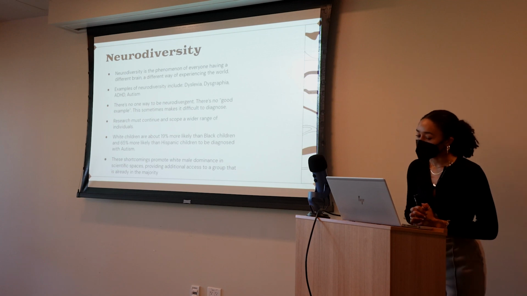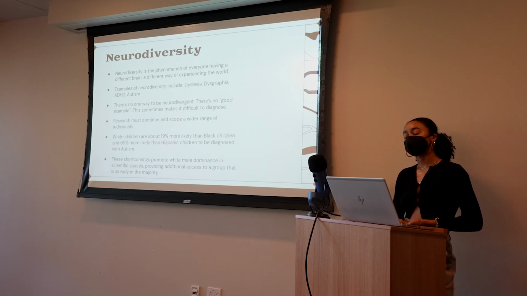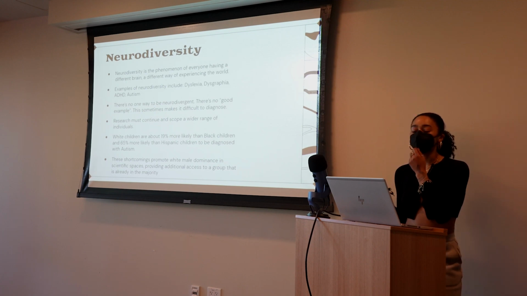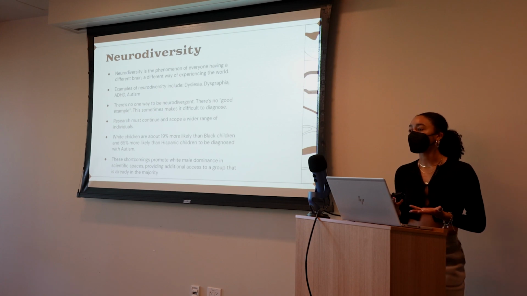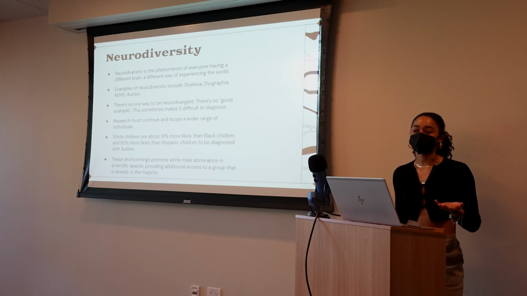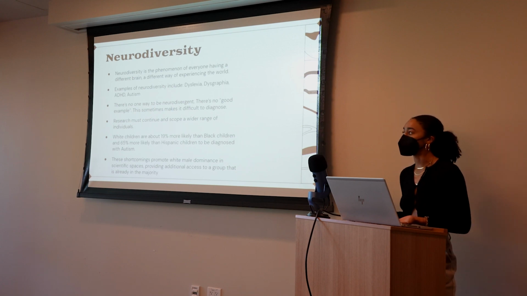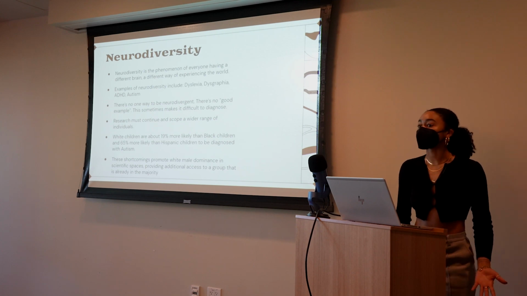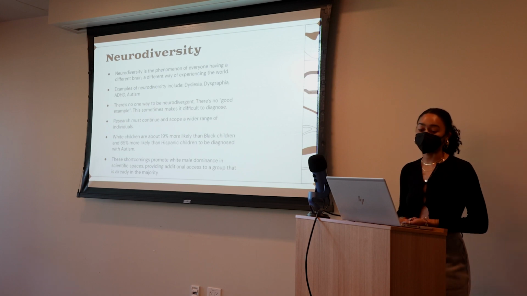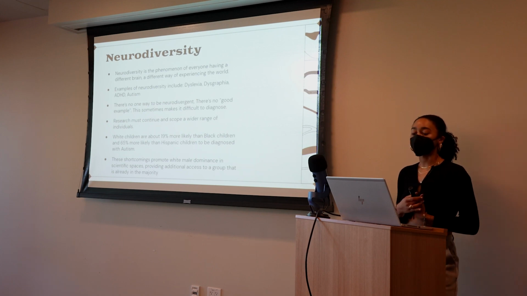And what's significant about this is that white children are about 19% more likely than Black children, and 65% more likely than Hispanic children to be diagnosed with autism. So what that does is, if white men are the only ones getting research, getting their needs met, then everyone else who's on the spectrum and everyone else who has a disability that isn't being addressed is not as likely to do well. And what this does is it promotes white male dominance in scientific spaces, providing additional access to a group that is already in the majority.